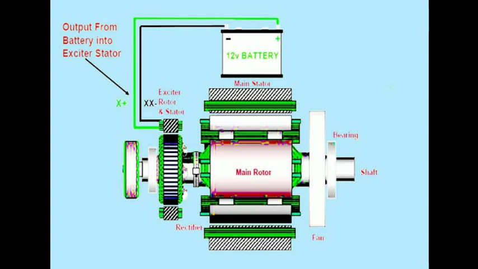This is the separate excitation system. In this AC generator, we use an external DC power supply, that is a battery, 12 volt or 24 volt, depending upon the requirement of the AC generator field winding. We give the DC power supply to the stator of the exciter through the variable resistance and can control the output voltage of the AC generator.